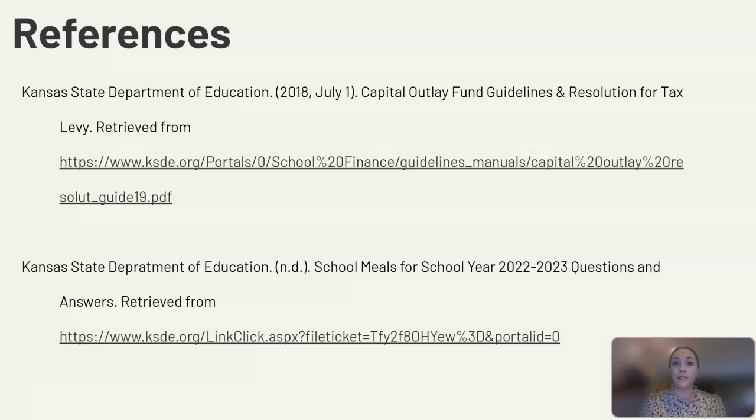So here's a couple of references that I used just to make sure that I was understanding all of the different financial terms correctly and where those come in and come from.